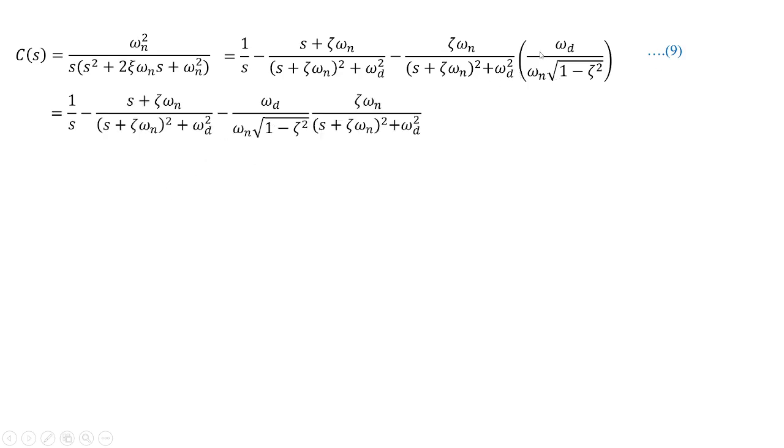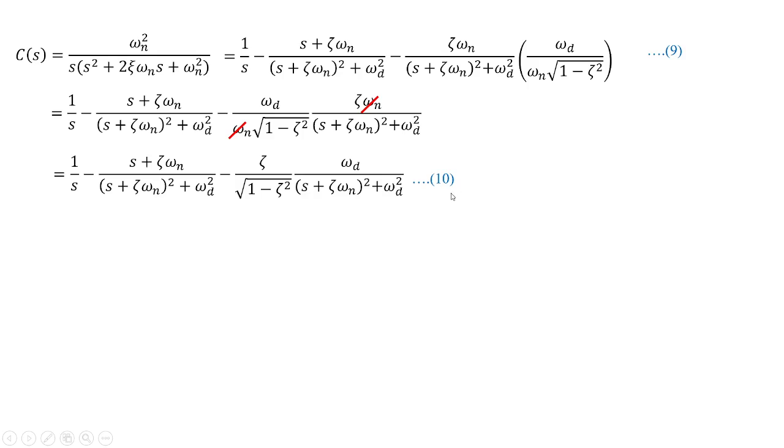You can see over here I have taken this omega d on this side, zeta omega n on this side, okay, and the denominators are matched accordingly. Now you can see we have here omega d by omega n under root of 1 minus zeta square, okay. Now I can carefully remove this omega n, right, and zeta can be taken on this side, omega d can be taken on this side, such that equation 10 is framed.